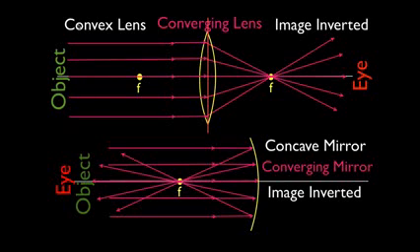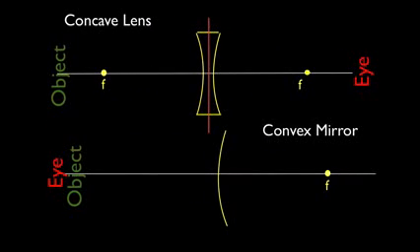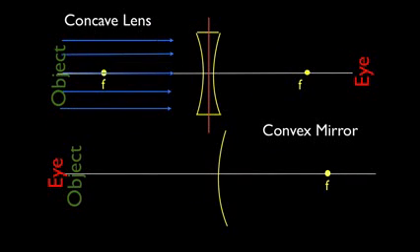Okay, so you can see we have the opposite shapes: the convex lens, the concave mirror. They're both called converging devices. This is a converging lens, a converging mirror, and the image is going to be inverted or upside down. Okay, now we're going to look at the concave lens and the convex mirror. And in this case, once again, light rays are coming into the lens. They're going to pass through the lens.